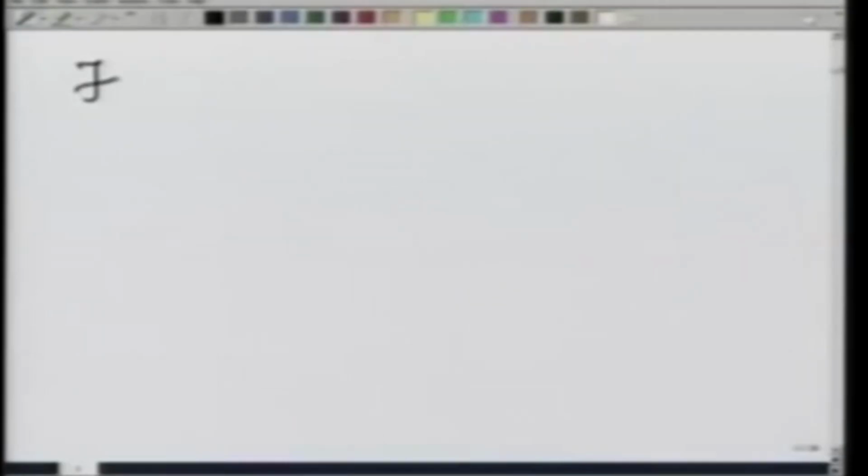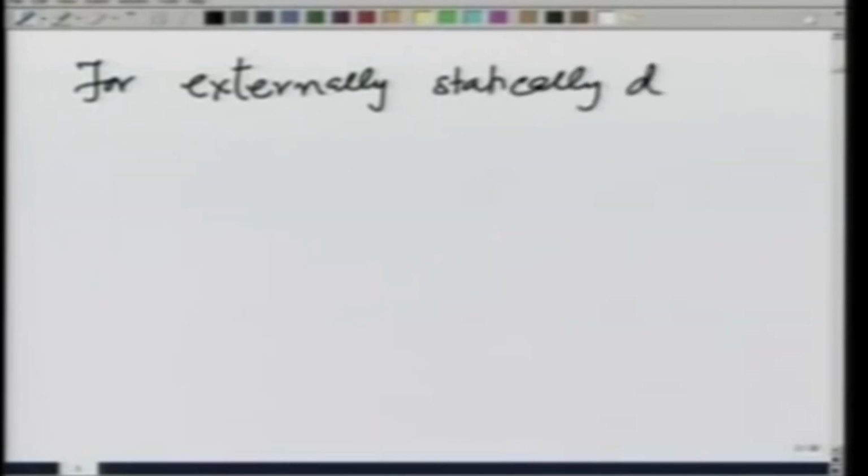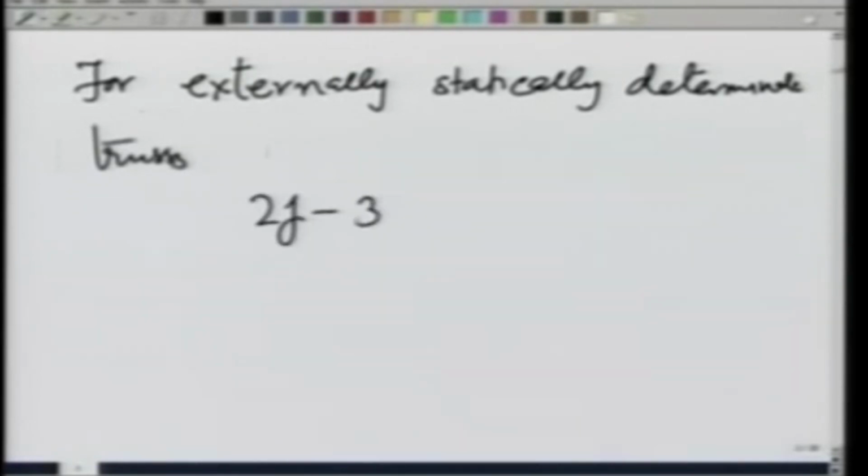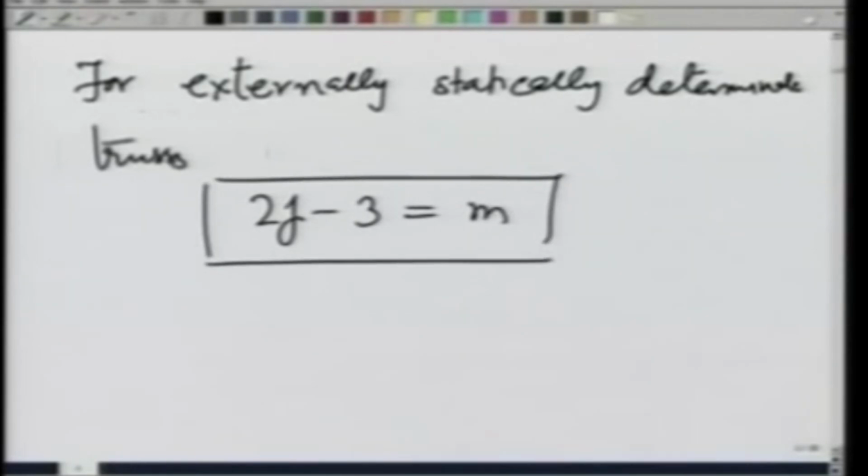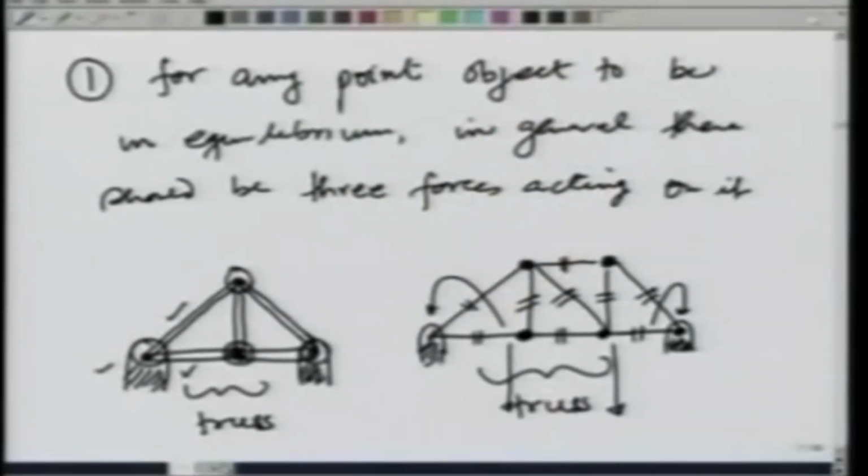So, for externally statically determinate trusses, 2j minus 3 equals m, and that is how we get this equation. Let us see the structures that I made earlier, whether they satisfy this or not. So, the first structure that I made was this one and the second one was this one.